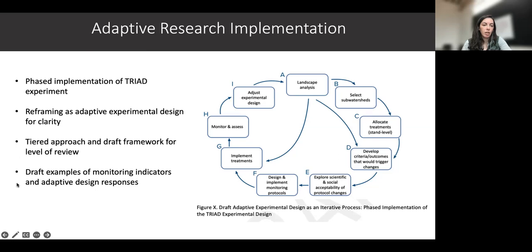And then the chapter also has draft examples of monitoring indicators and adaptive design responses. There is a note that these are still in development, and that's a continued process as we work on different sections of the forest management plan that are really closely connected, making sure that we incorporate feedback that we're getting, and then also continue to update these examples of monitoring indicators and responses.